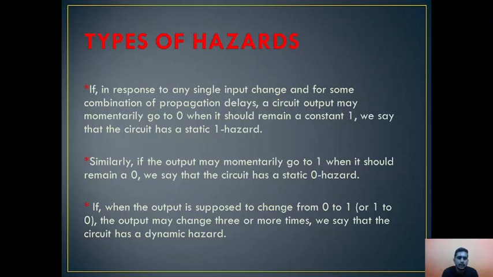Third one is dynamic hazard. When the output is supposed to change from 0 to 1 or 1 to 0, the output may change 3 or more times. We say that the circuit has a dynamic hazard. In case of dynamic hazard, when the output changes from 0 to 1, it first changes 0 to 1, and again it changes 1 to 0, and again it changes 0 to 1. Here we will have 2 to 3 steps before getting the desired output. This is called dynamic hazard.